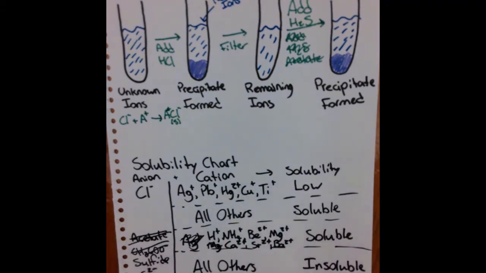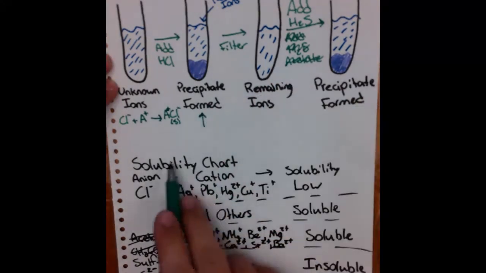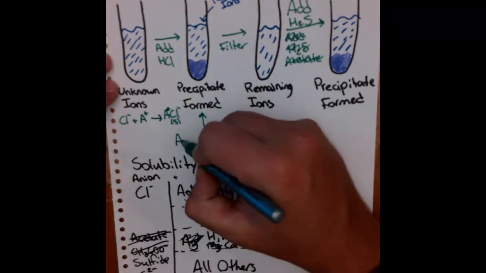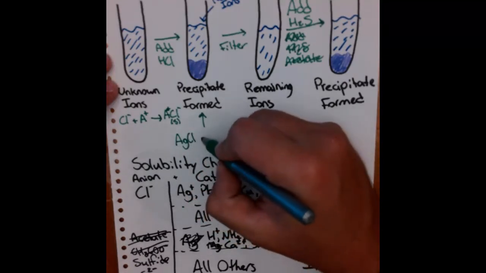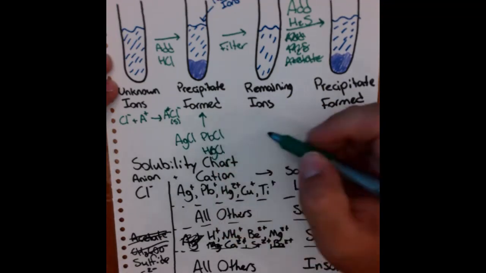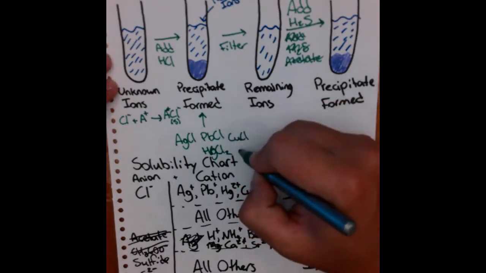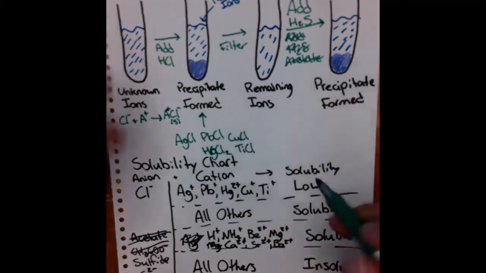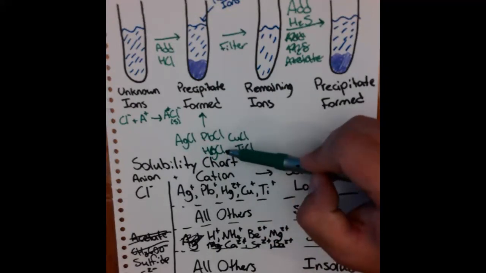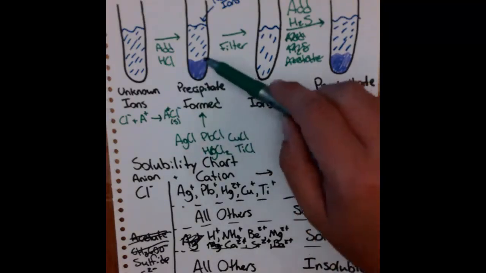So knowing that, we can guarantee that this precipitate here is going to be one of these 5 things bonded to chlorine. So it could be AgCl, it could be PbCl, could be HgCl or HgCl2, CuCl, or titanium chloride. Right? So we know that we can narrow that precipitate down to be one of these 5 compounds.